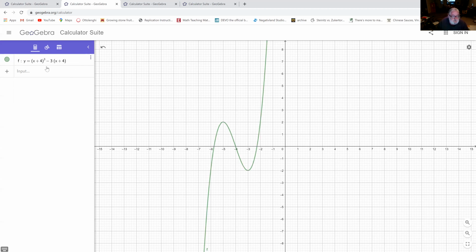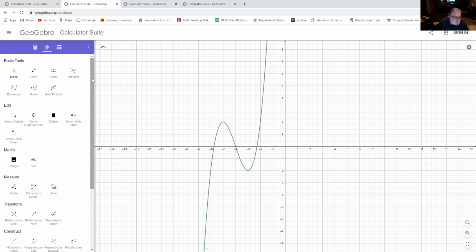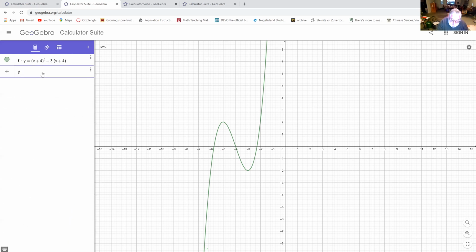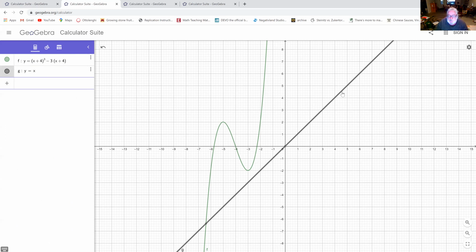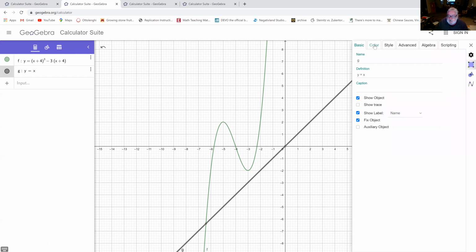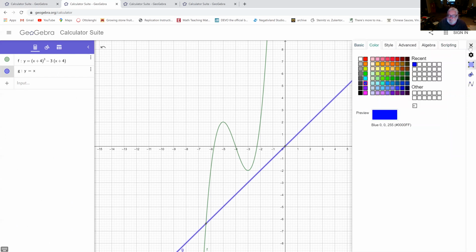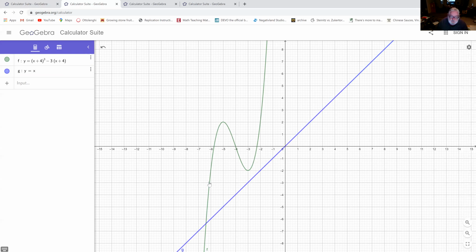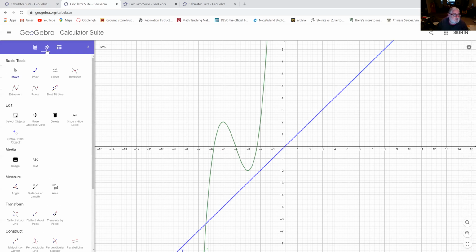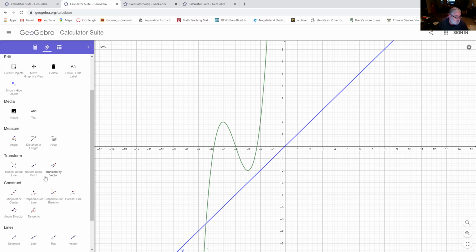So if we switch the x and the y in this formula, what do we get? Well, we can actually graph that pretty quickly without having to do any kind of complicated calculations, because if we put on our line y equals x, and we'll make that blue again, there's the line y equals x. What we can do is flip this green line over the line y equals x, because GeoGebra has this thing, reflect about line, right?